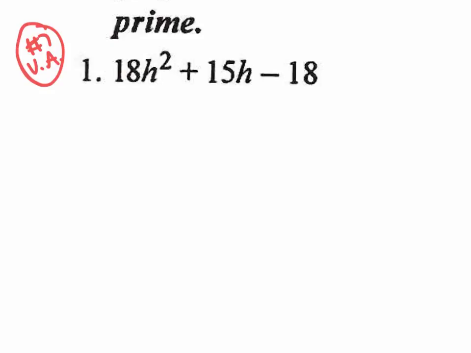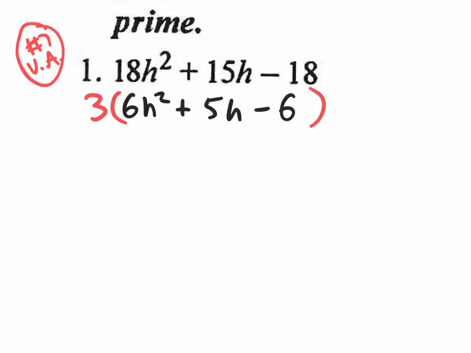What multiple is in 18, 15, and 18? 3. So everybody should have pulled out a 3, and what would be left on the inside? 6h squared plus 5h minus 6. And now on the inside of the parentheses, we have a quadratic trinomial.